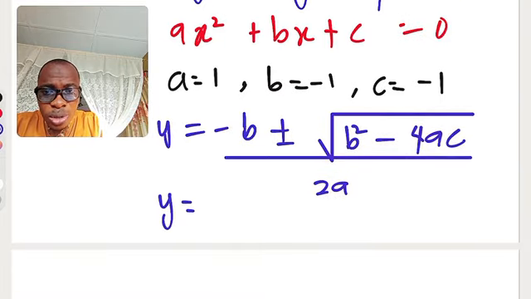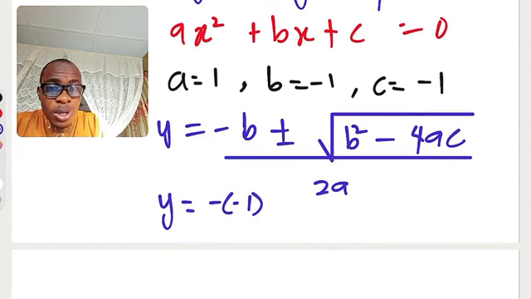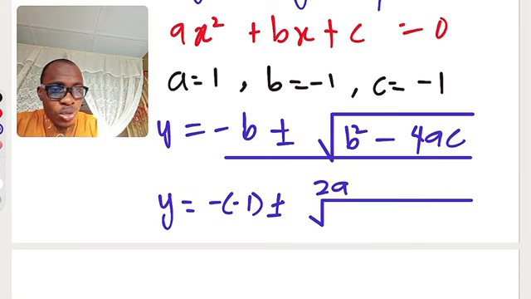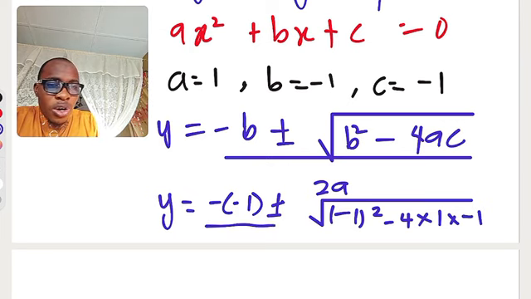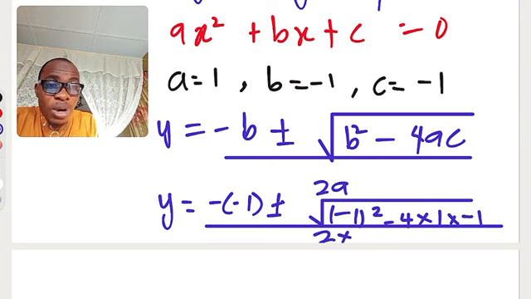So doing that, we're going to have y equals, what is my b? My b is minus 1, then plus or minus the square root of b squared minus, what is my b squared? My b squared is minus 1 squared, minus 4 times, what is a? A is 1, times c is minus 1, all divided by 2 times, what is a? 1. Okay, so 1 like this.